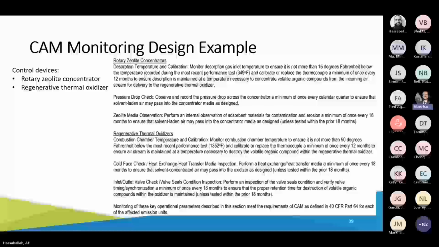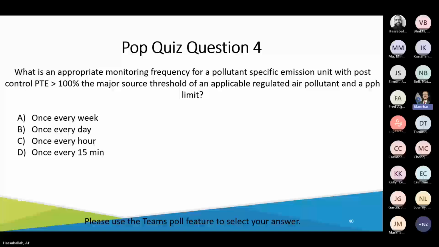All right, I think we can move on. We have another pop quiz question. If you want to prompt that up, this question basically asks, what is an appropriate monitoring frequency for a pollutant-specific emission unit with a post-control potential to emit greater than 100% of the major source threshold for an applicable regulated air pollutant and a pound per hour limit?